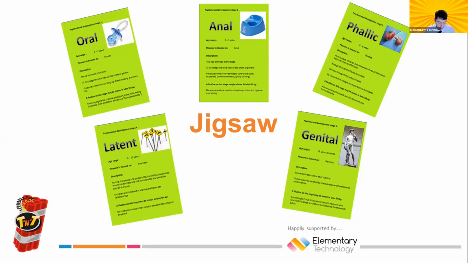You're the first group. Here's your information sheet. I'd give them the oral bit and say, you are the only people in the class who are looking at that. All the number 2s are the anal group. So number 2s, you're the experts on this. And the 3s, phallic.